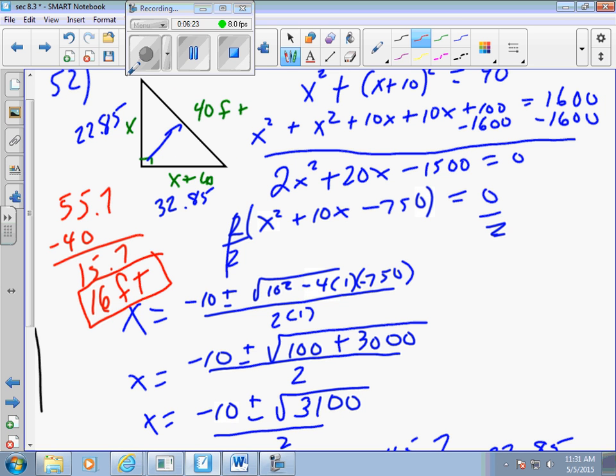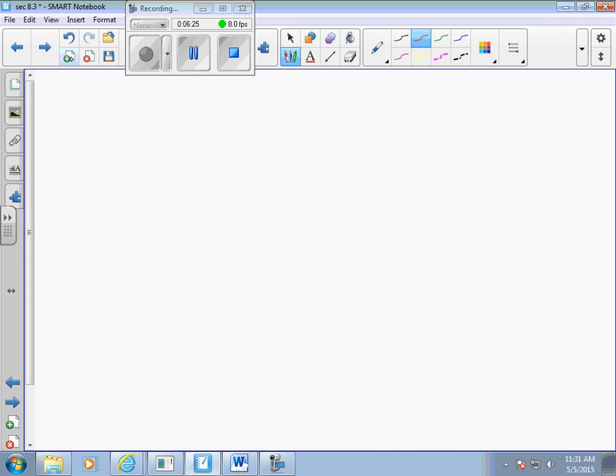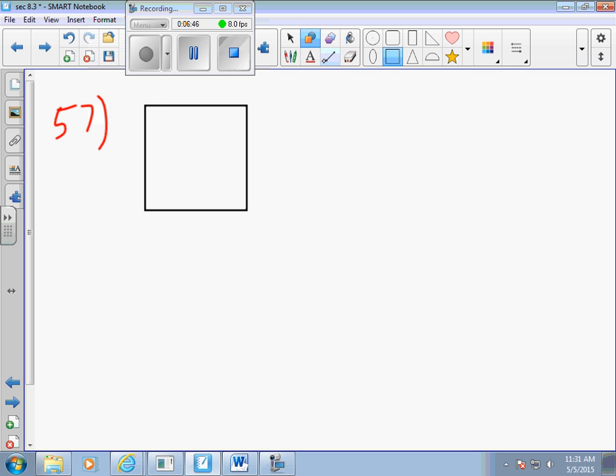The next one we're going to try is question 57. 57 says, a holding pen for cattle must be square and have a diagonal of 100 meters. So if I take and draw a picture of what's going to happen here, here's my square, my diagonal is right here, and they said that the diagonal has to be 100 meters, so 100 meters. And find the length of each side.